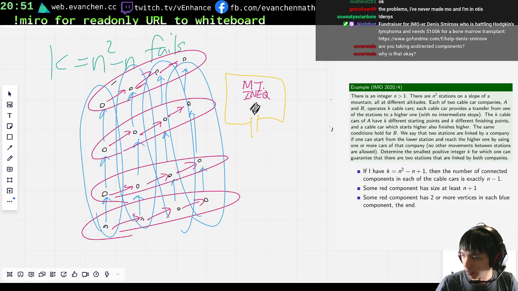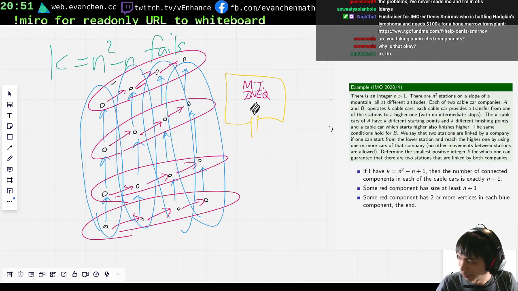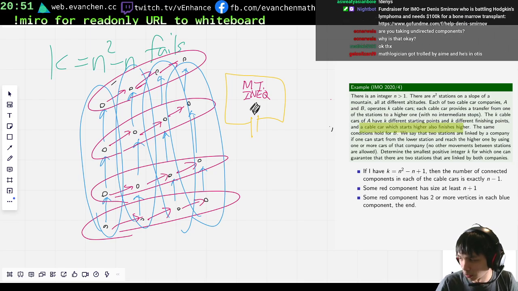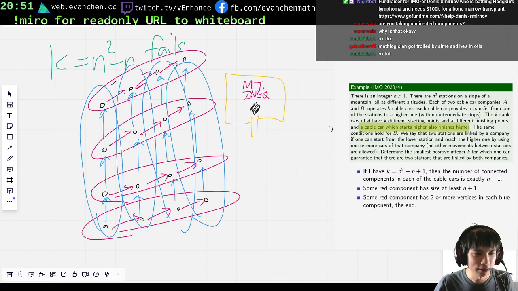So, there is one thing about this problem that I found really strange, which is this condition that a cable car which starts higher also finishes higher. As far as I can tell, this condition is extraneous. It's not extraneous in a way that hurt me. In fact, it's actually helpful.